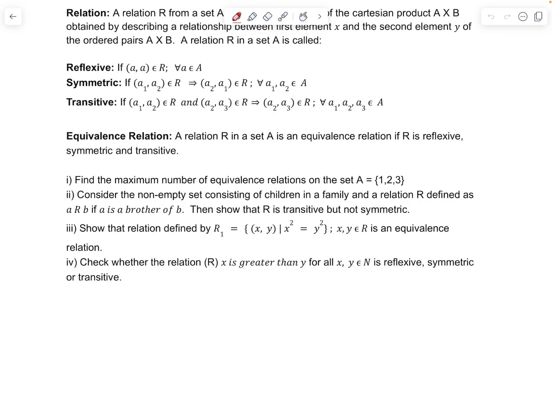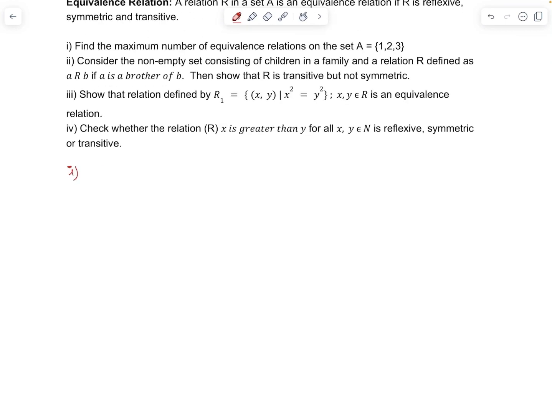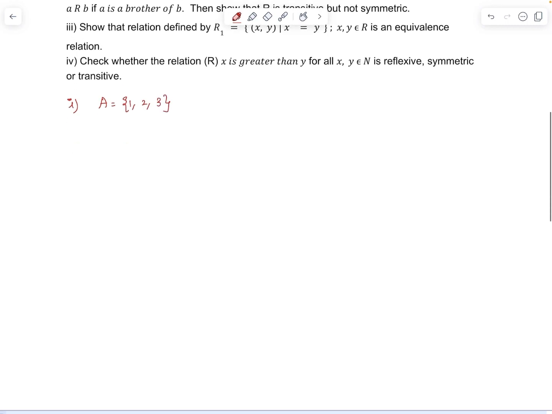Question 1. Find the maximum number of equivalence relations on the set A = {1, 2, 3}. The given set is A = {1, 2, 3}. Let's frame the relations based on this set. R1 is to make it reflexive, symmetric and transitive. We can have these ordered pairs in the relation: (1,1), (2,2), (3,3).